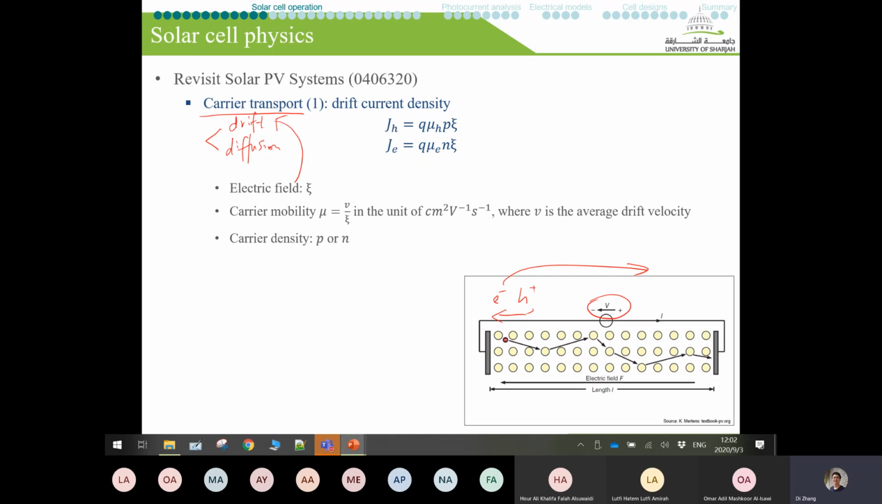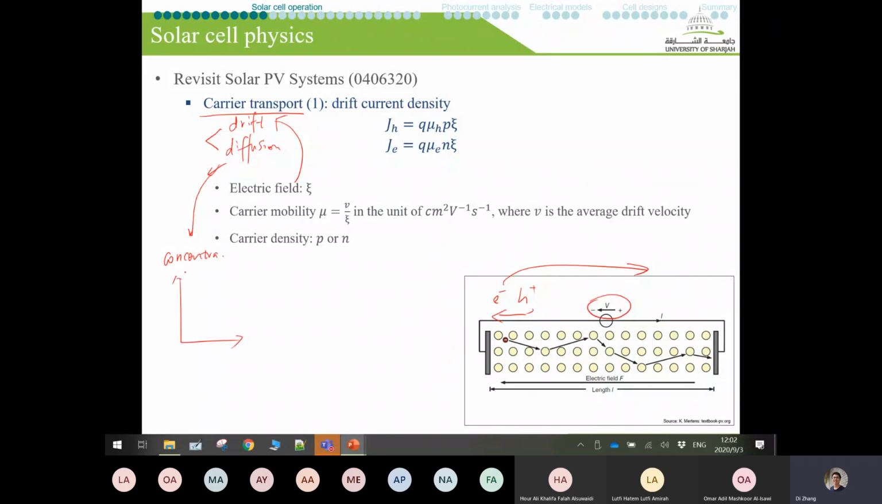Then we have the diffusion. What is the reason for diffusion to occur? Do you guys remember? Concentration gradient. Very good. That is going to be based on the concentration difference, the concentration gradient.